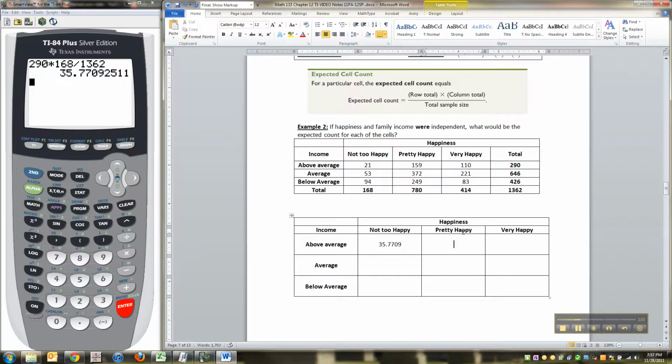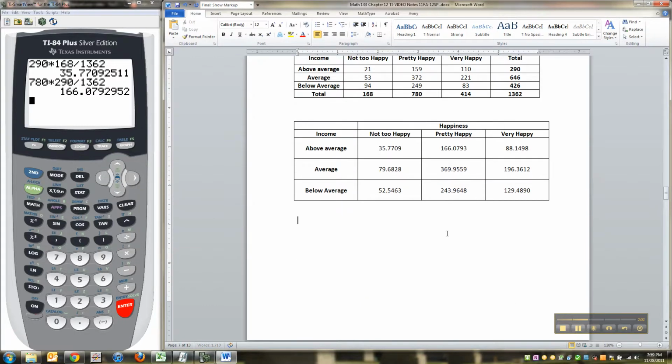All right. Now I'm going to do that for every single one of these. In fact, I'll show you one more. This one would be 780 times 290 divided by 1362, which means this one right here is 166.079. All right, I'm going to go find every one of these and I'll be right back. Okay, there they all are. I've got them all typed in, and I did several decimal places.